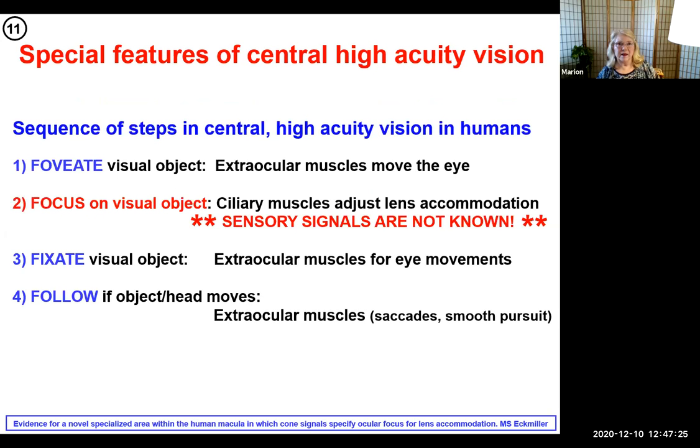Now, however, that really leaves out a really important step, which is focusing on the visual object. Why have people not thought about that? Well, in large part because the sensory signals that are used to control and inform lens accommodation have not yet been identified, remarkably. So ciliary muscles are used. That's known. Most of the circuit is quite well understood. But the first step, what cones are involved and how they do it, has not been identified.